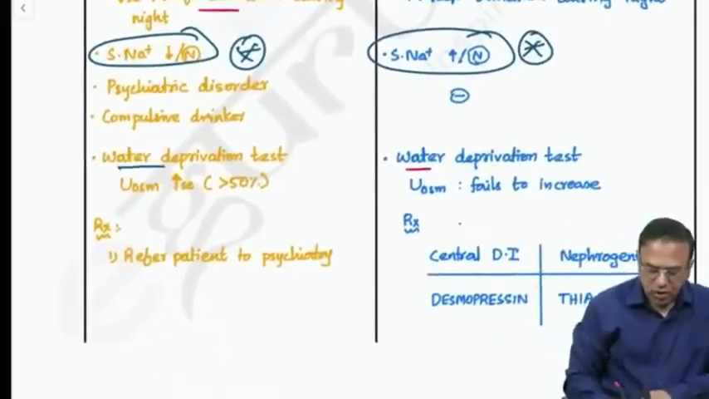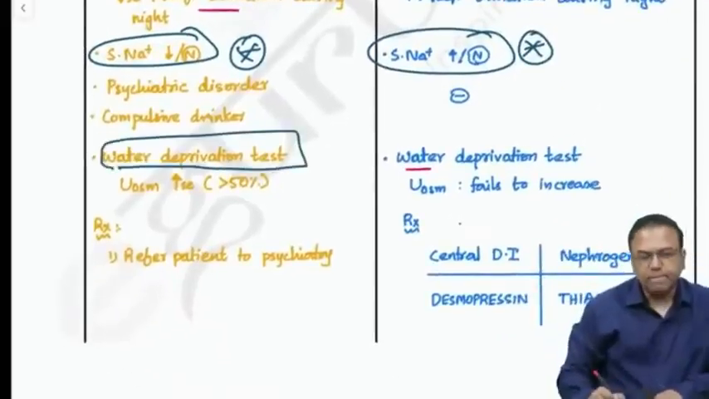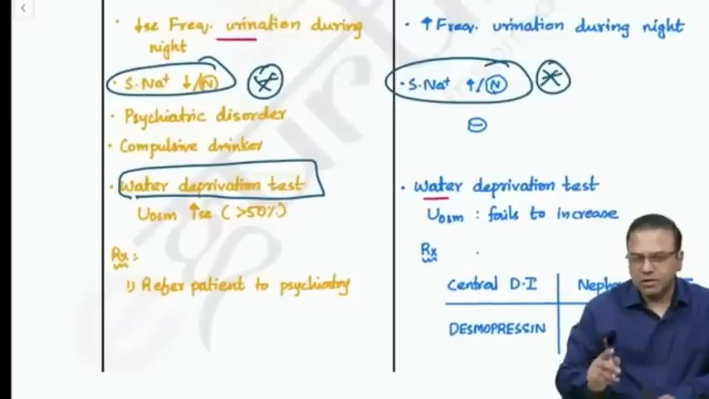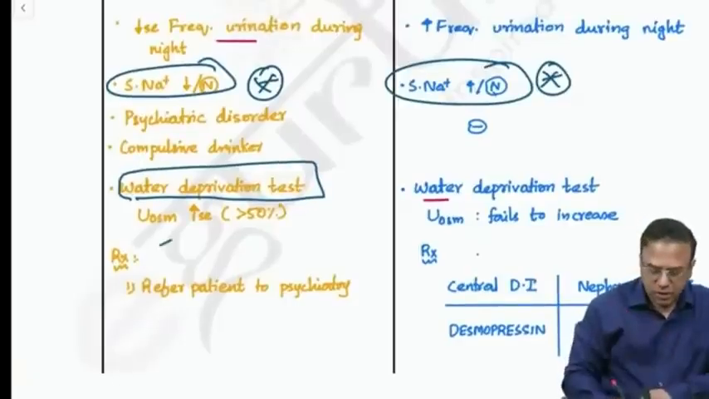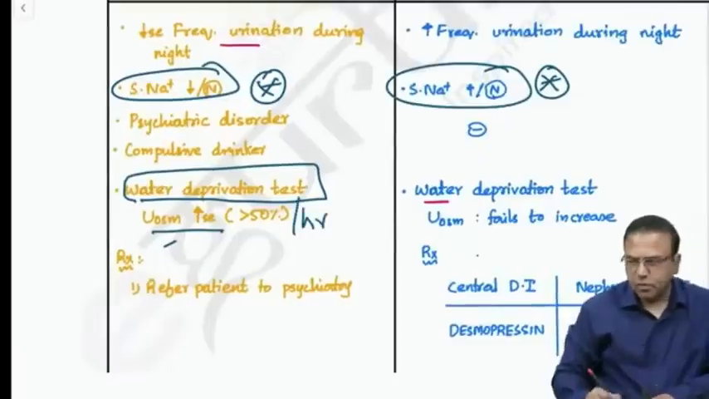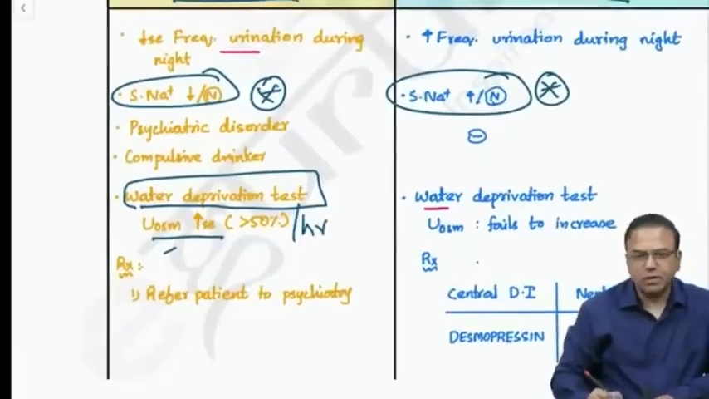So if you do water deprivation test, it's the main test that we do. Now when you do water deprivation test, remember this is an inpatient test. You take away the water bottles from the patient, stop him from drinking water, the urine osmolarity should increase, and it should increase by 50% per hour. Okay, it should increase by 50% per hour.